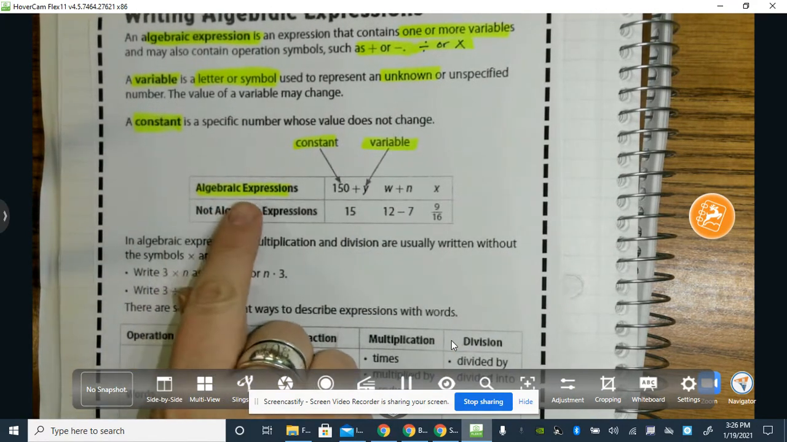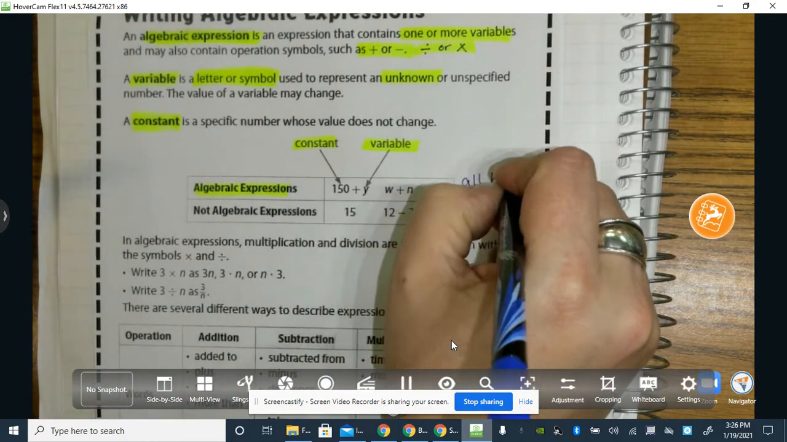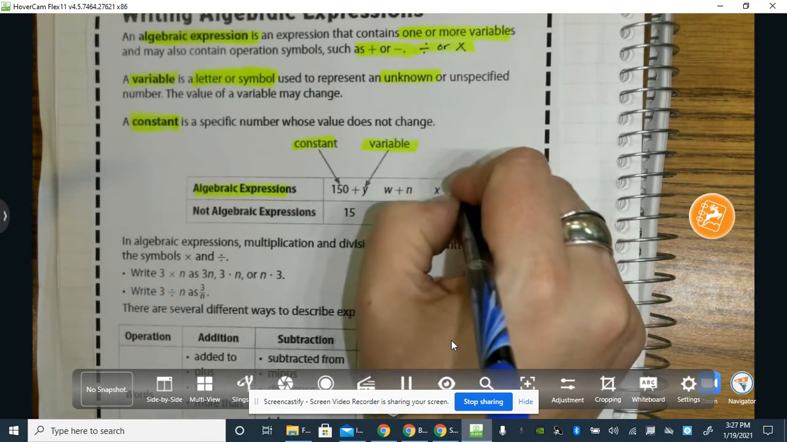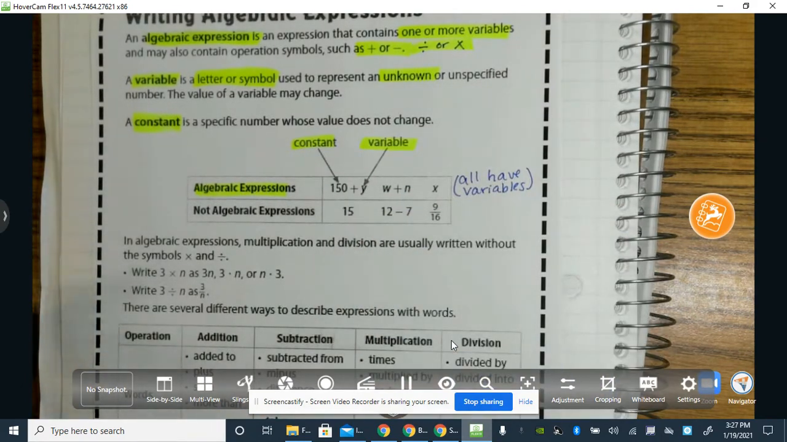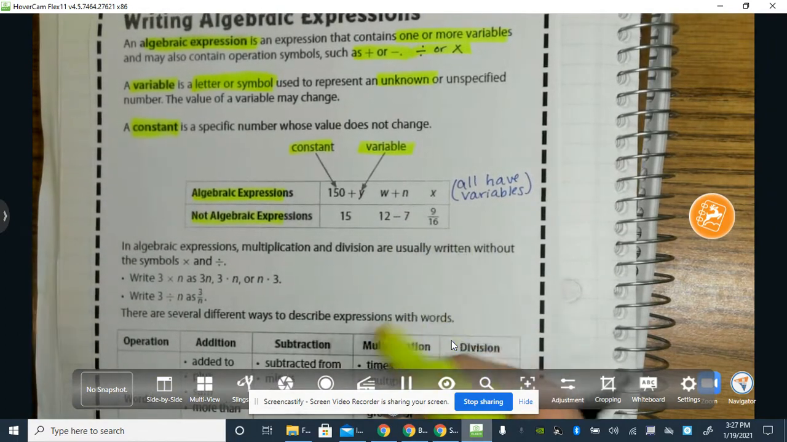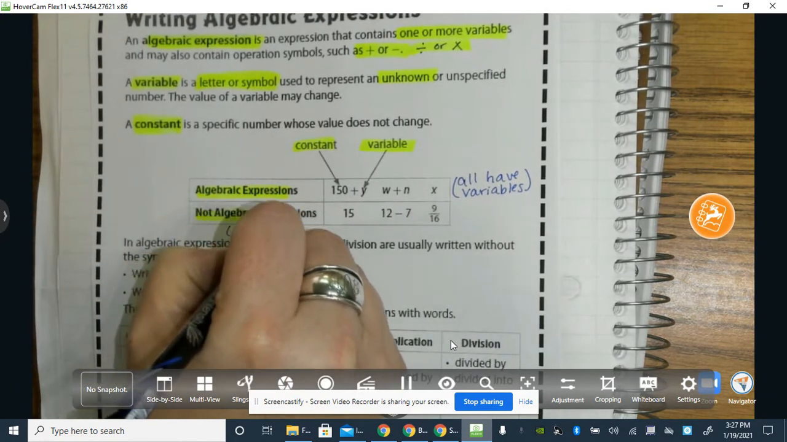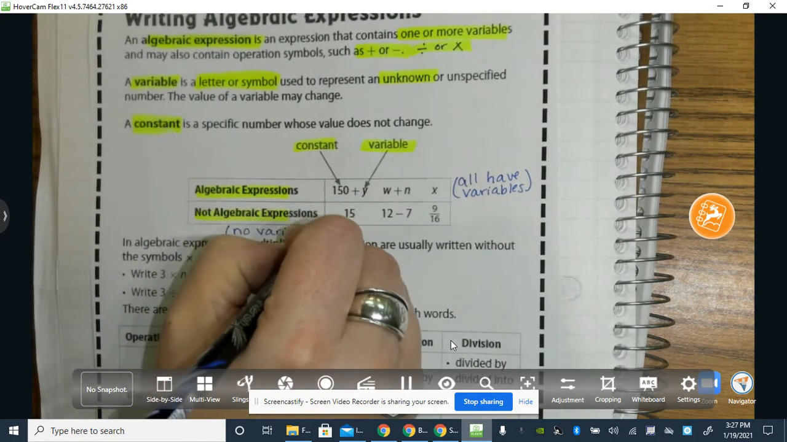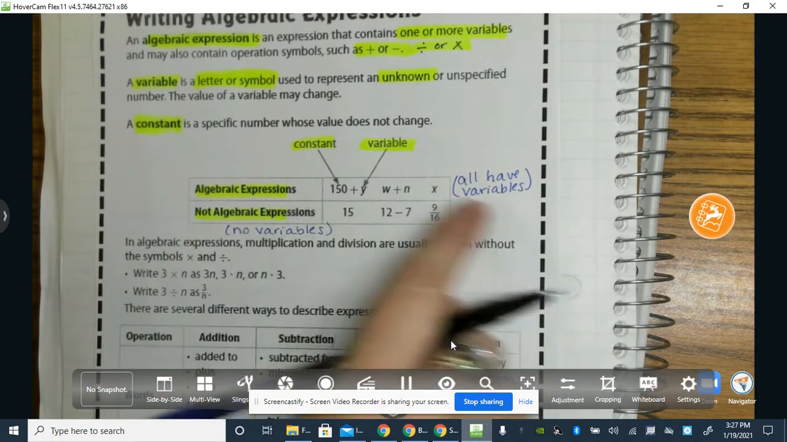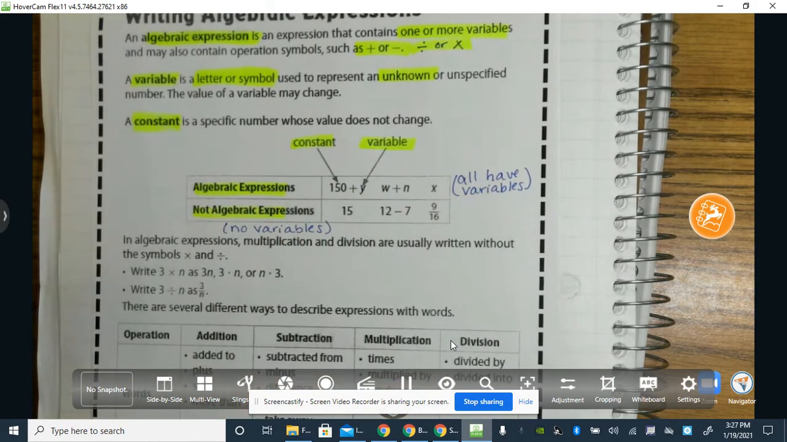Now, do you see with all your algebraic expressions, they all have variables. But with our non-algebraic expressions, you see 15, 12 minus 7, 9 over 16, these have no variables. There are no variables here. So there are no variables in non-algebraic expressions. Algebraic expressions all have a variable. So just remember, algebraic expressions have some letters in there that represent unknowns.